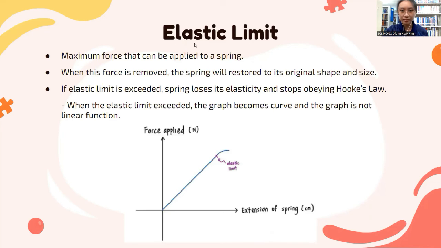What is elastic limit? Elastic limit is the maximum force that can be applied to a spring. When this force is removed, the spring will restore to its original shape and size. If the elastic limit is exceeded, the spring loses its elasticity and stops obeying Hooke's law. So when the elastic limit is exceeded, the graph becomes curved, and the graph is not a linear function, since a linear function is only a straight line.